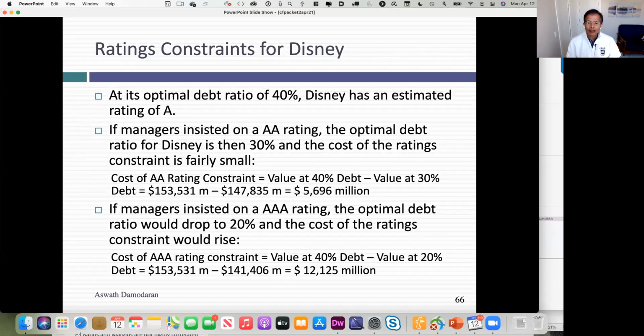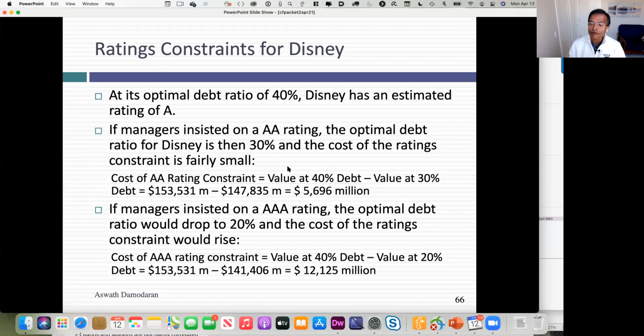At its optimal debt ratio, Disney actually has a synthetic rating of single A. I feel pretty good. I'm feeling more and more comfortable with my optimal debt ratio, because not only is it robust to changes in my operating income, it also gives me a rating I can live with. Single A is perfectly okay for a company like Disney. If the manager insisted on a AA rating, it's okay. I'll look for a AA rating, and you can borrow up to 30% and get a AA rating.